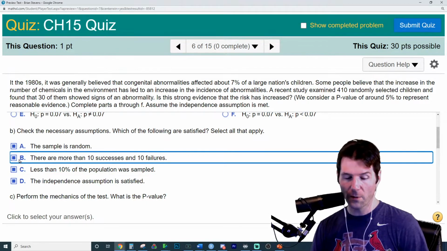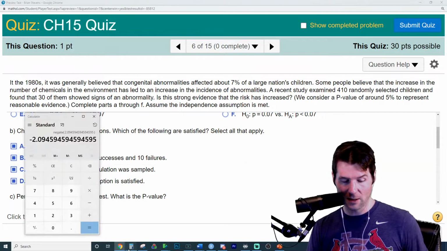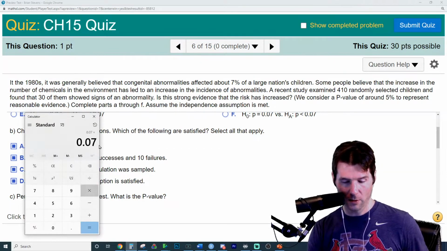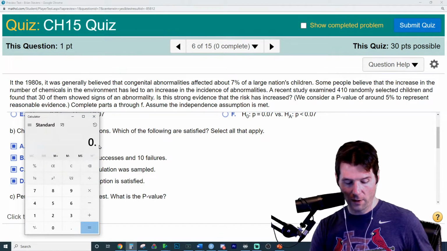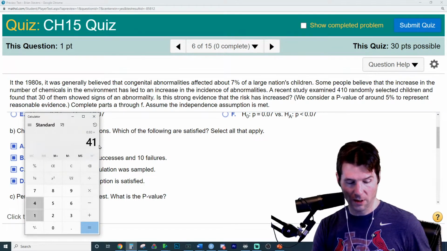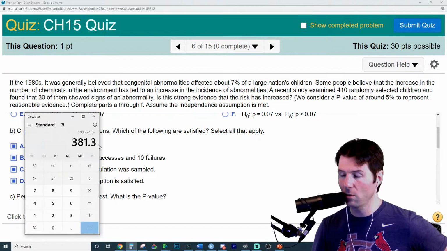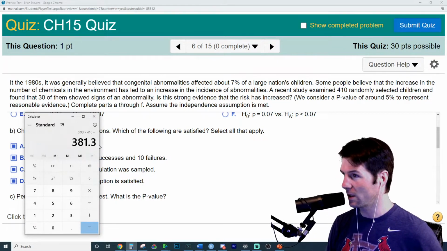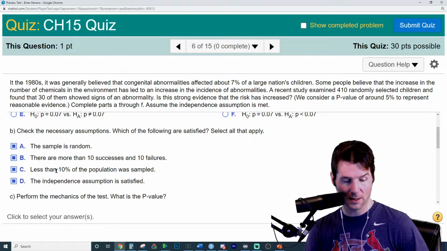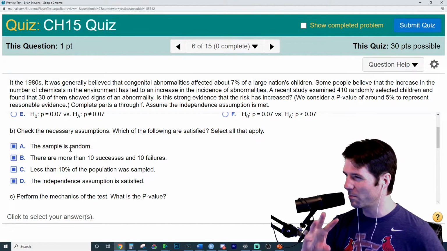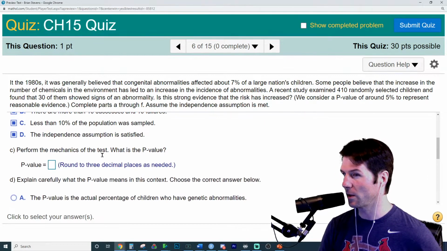Yep. To check for there being at least 10 successes and at least 10 failures, technically we'd need to take 0.07 times 410, and that's at least 10 successes. At least 10 failures is 0.93 times 410. This is n p naught and n q naught, and they are both greater than or equal to 10, so we are good. And yep, we want there to be at least 10 successes and failures, less than 10% of the population sampled, the independents and random, and they pulled them apart. I usually just do random as one condition.